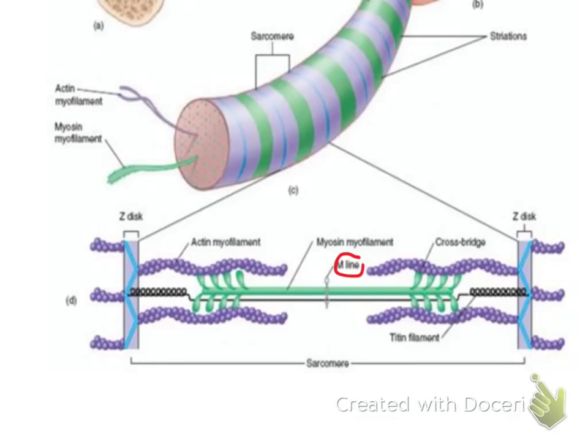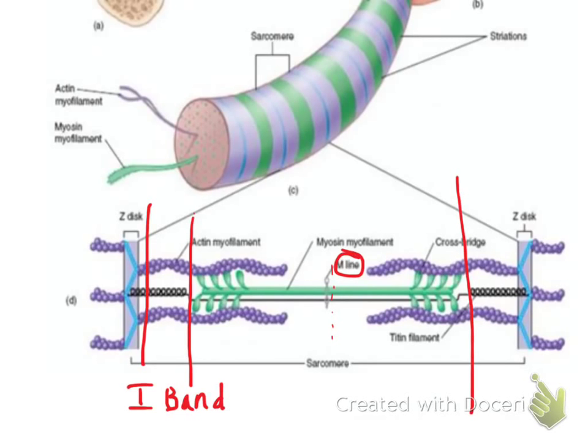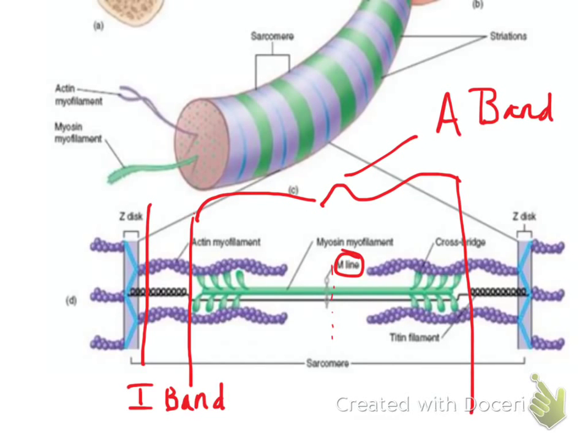So again, we have the M line, which is the center. There's an area right here where there's only actin filament, and that is called the I band, or the light band. There's an area from here to here where we have both actin and myosin filaments. So right here. And this is called the A band, or dark band. And this whole entire structure, this sarcomere, is what shortens or contracts and causes an entire skeletal muscle to contract.